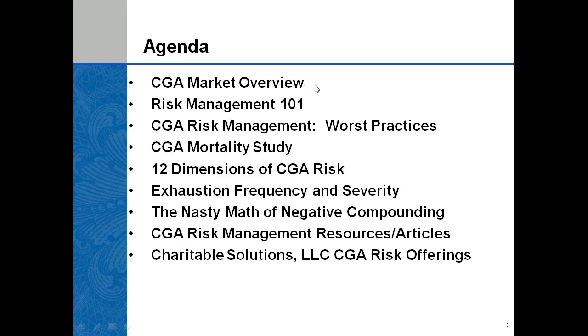And here's the agenda. We're going to talk about the CGA market overview, risk management 101 very broadly, and risk management worst practices. I know I'm supposed to be optimistic and talk about best practices, but nobody remembers best practices. Everyone remembers worst practices. So obviously the opposite of a worst practice is a best practice, so we'll talk about those. The CGA mortality study that I alluded to before, that we did for the Society of Actuaries, and really what the implications are of that for gift annuities and liability management in particular.